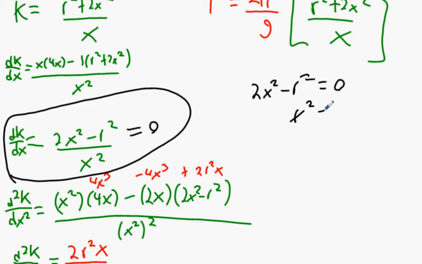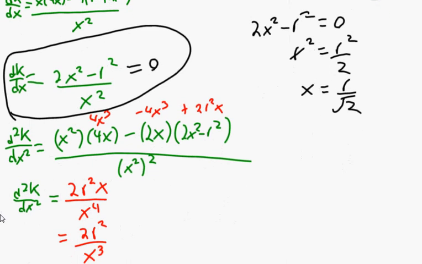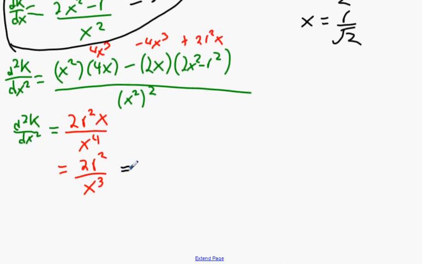X squared equals r squared over 2, so x equals r divided by root 2. Grab that r divided by root 2 and bring it down here. So you get 2r squared divided by r over root 2, cubed. What are you going to get here? 2 root 2 on the bottom, so you're going to get 2r squared, r cubed, all over 2 root 2.